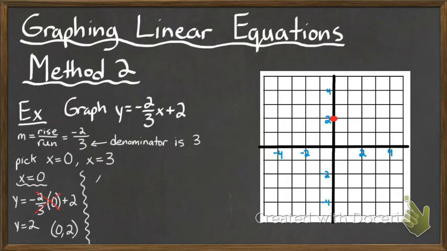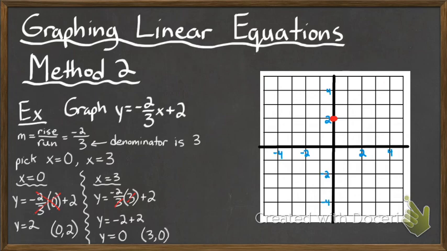Now we're going to do the exact same thing, except we're going to use x equals 3. So wherever you see an x, replace it with 3. So y equals -2/3 times 3 plus 2. Now, since we have 2/3 and timesing it by 3, the 3's can divide each other out and essentially just disappear. So we're left with y equals -2 plus 2. And then these two numbers nicely cancel each other out, so we're left with y equals 0. So when x equals 3, y equals 0. So this is the coordinate for our x-axis.